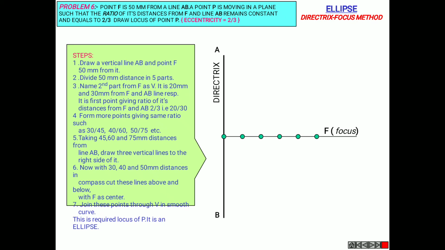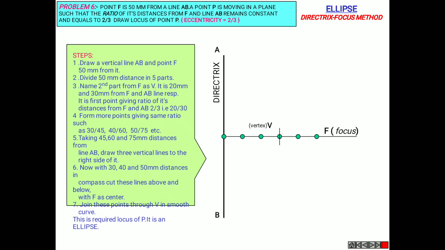and mark the second point from F as V, which is called the vertex. So from F to the line AB, with V in between, it's in the order of 20 by 30, nothing but a 2 by 3 ratio. And in order to obtain more points in the same ratio, like 30 by 45, 40 by 60, 50 by 75, towards the right of the directrix.